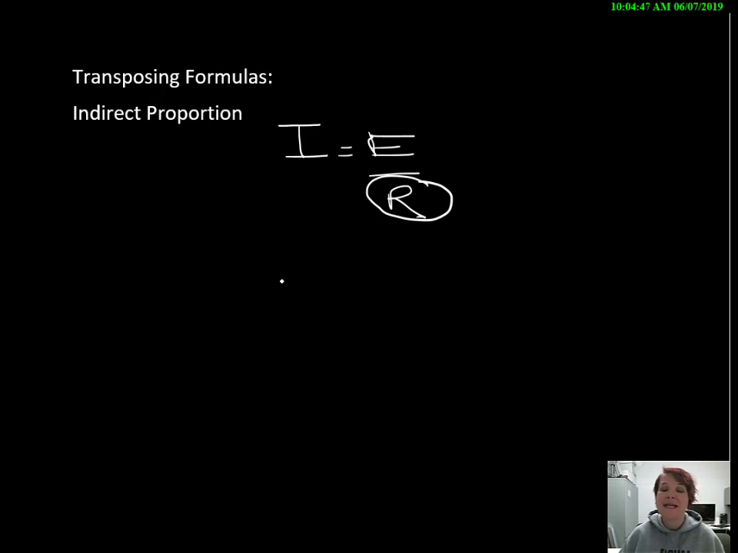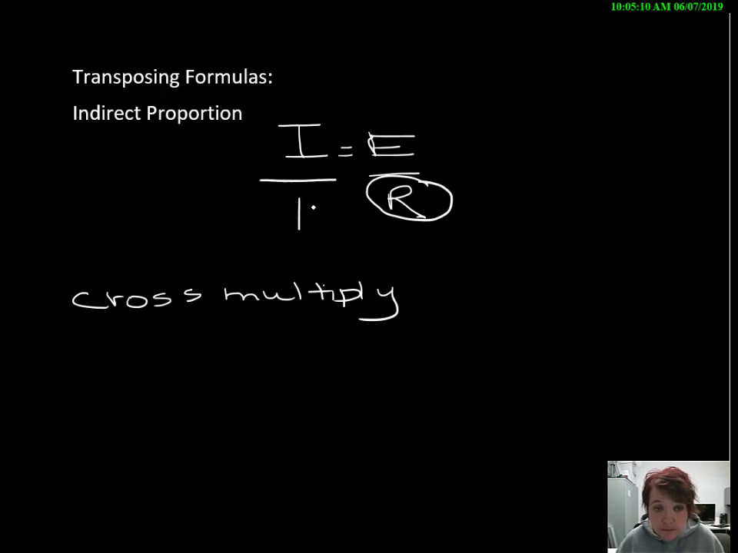The very first thing that I need to do to manipulate and isolate R is to take this formula and make it a direct proportion. And to do that, I simply cross multiply. The variable I on its own is the same as I over 1. And I like to put that in there just for the visual of cross multiplication.